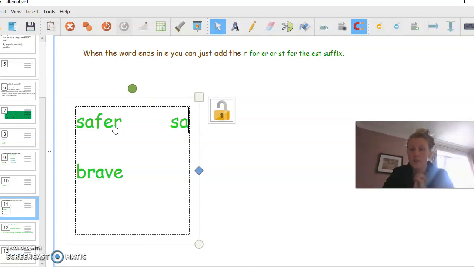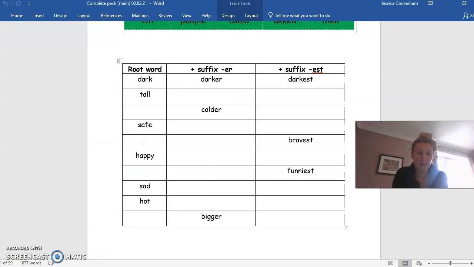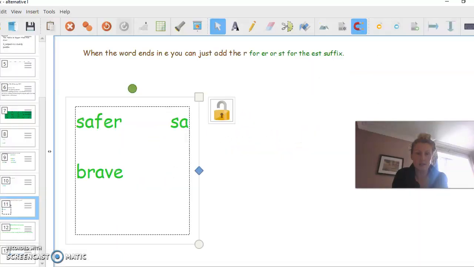Do you know what? You have a go at doing this now in your table. If these words are in your table, which I think they are, let me check. Yep, we've got the word safe in your table and we've got the word bravest in your table. So we've got your root word here, your ER suffix here, and your EST suffix here, okay? You fill these parts out now and we'll come back in a minute.